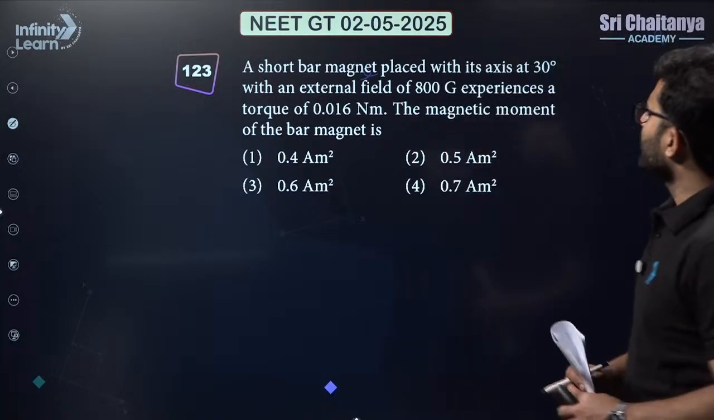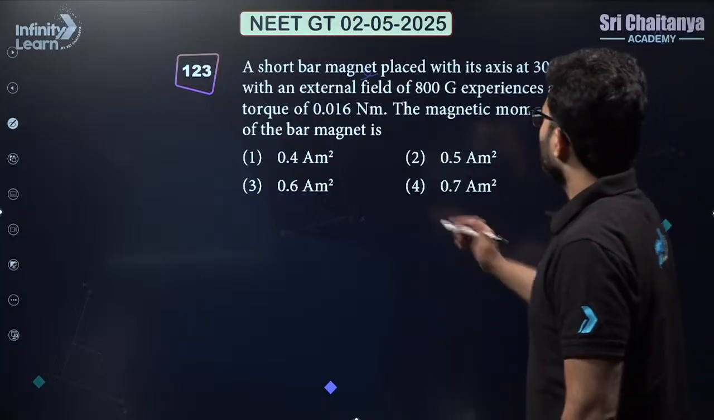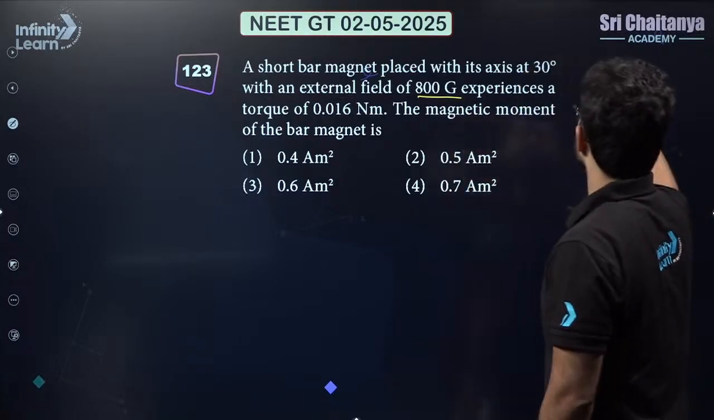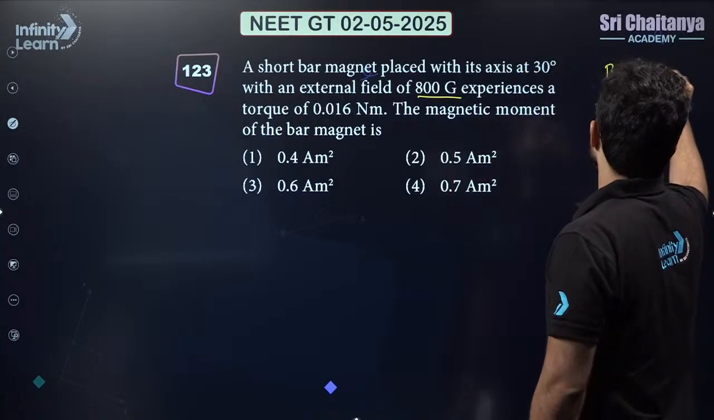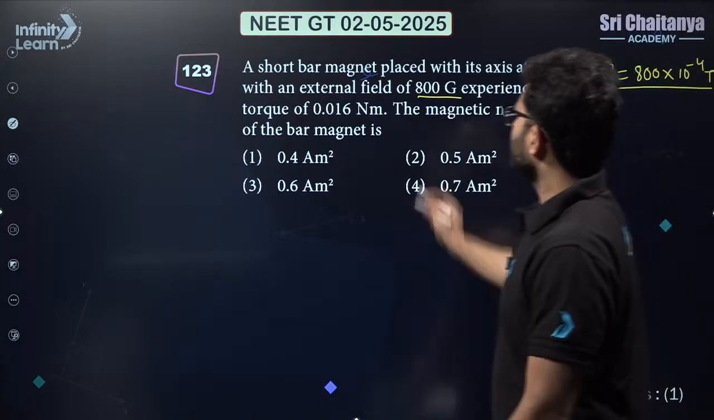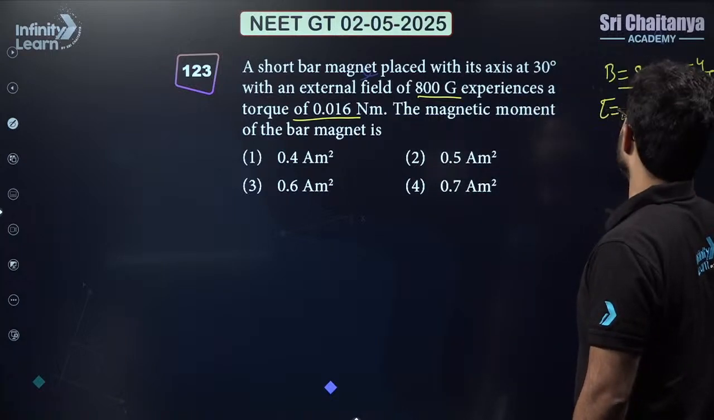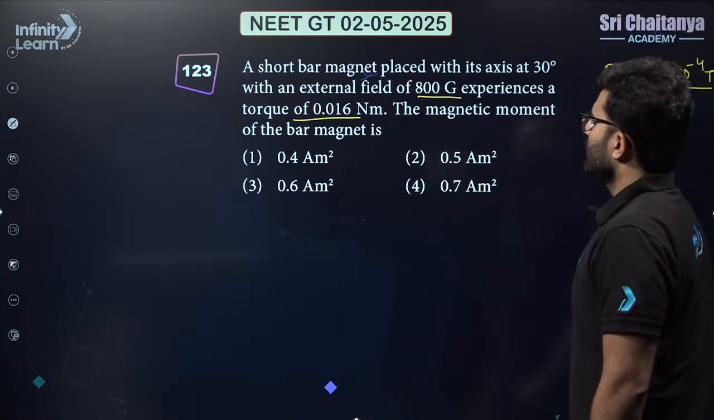A short bar magnet placed with its axis at 30 degrees with an external field of 800 G. So first let us convert this magnetic field into Tesla. 800 into 10 to the power minus 4 Tesla, correct? Experiences a torque of this much. So torque is given to you. What is torque? 0.016. Okay.